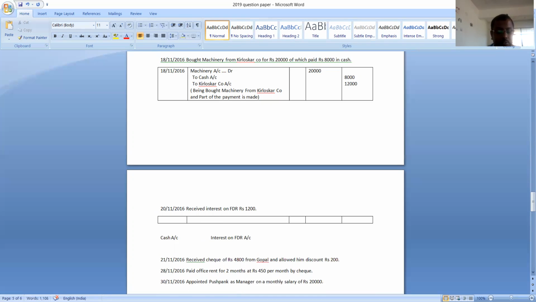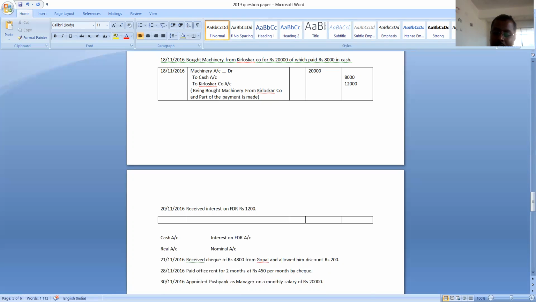Cash account is which account? As we all know, it is a real account, right? And interest on FDR account, the received interest, is income, no? Incomes belong to nominal account. Now we should decide which account should be debited and which account should be credited. The main task is identifying the two accounts and finding which category they belong to. Later, it will not be difficult to pass the journal entry.